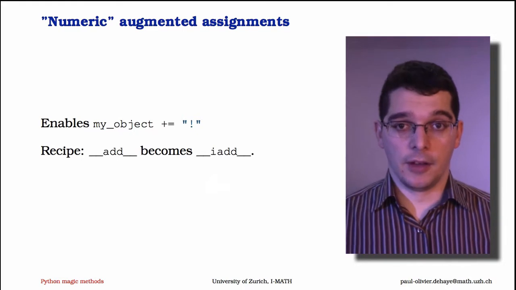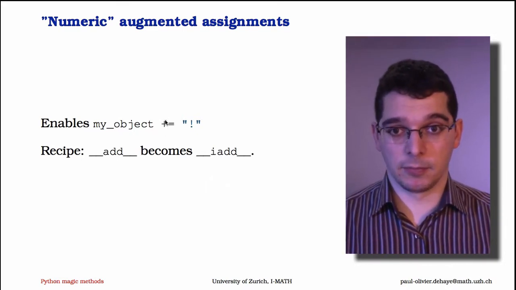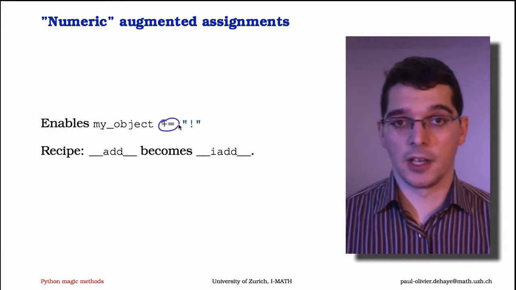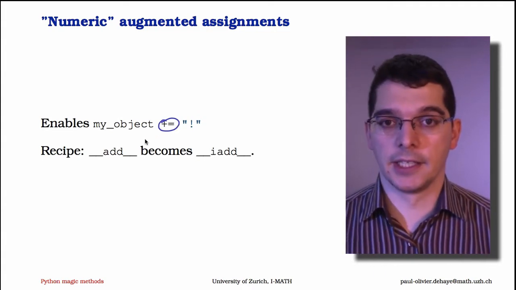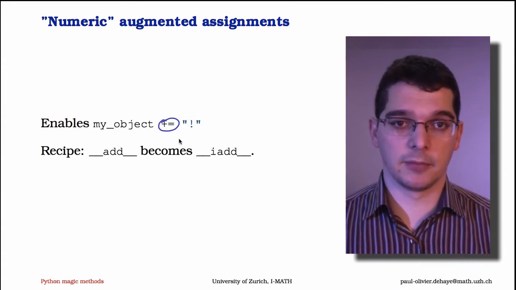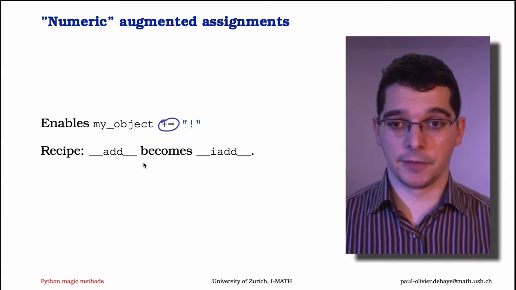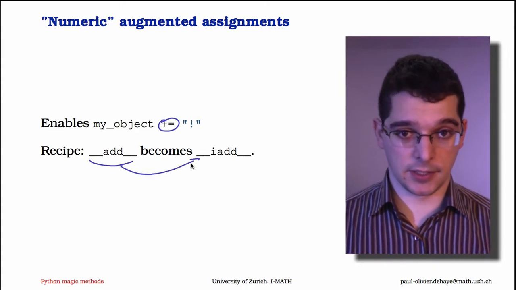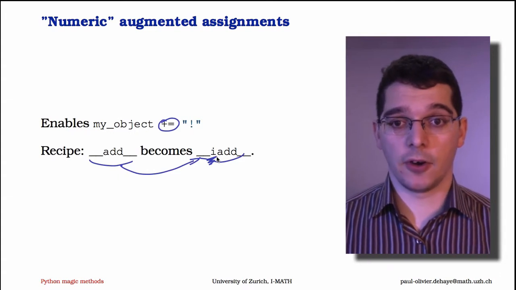Okay, so numeric augmented assignments enable things like plus equal. If you have a string plus equal another string, then what will that do? Well, it will perform an addition and then assign that to the first object. Except that it will be smarter than that, because it will generally just append the second part, and this is more memory efficient. So again, there's this little recipe: the magic method names translate to the same name with I added. So that's for augmented assignment.